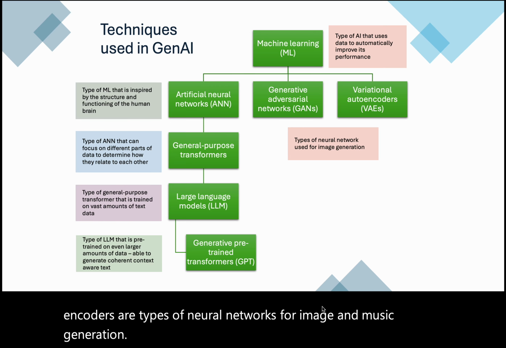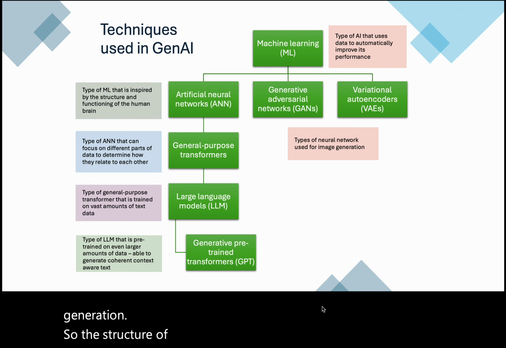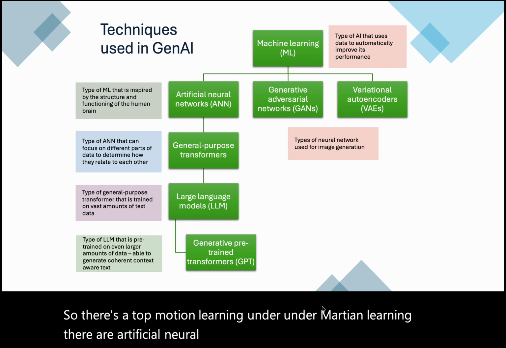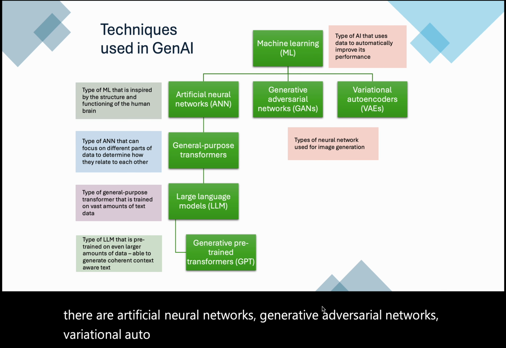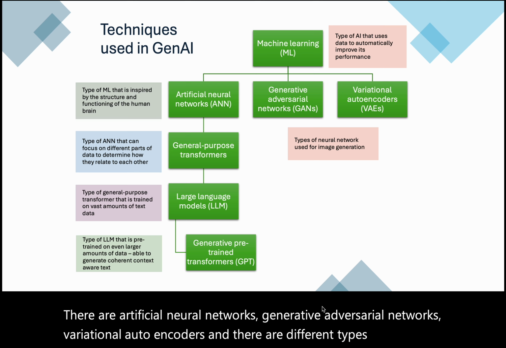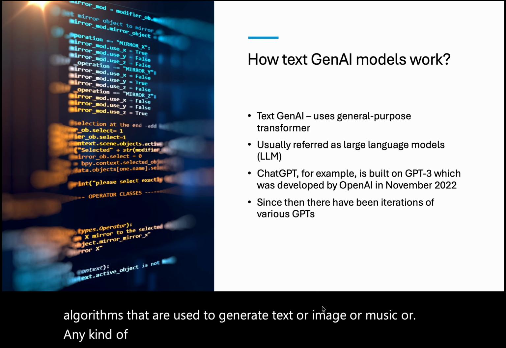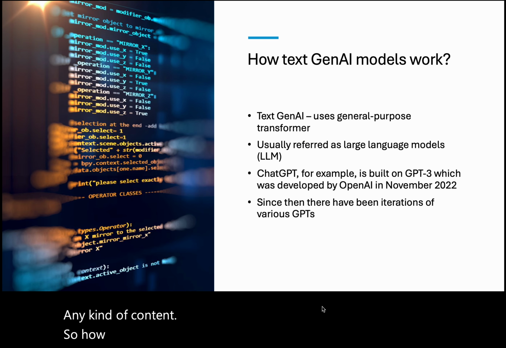So the structure of the previously discussed techniques is like this. At the top there's machine learning. Under machine learning, there are artificial neural networks, generative adversarial networks, variational autoencoders. And there are different types of algorithms that are used to generate text or image or music or any kind of content.